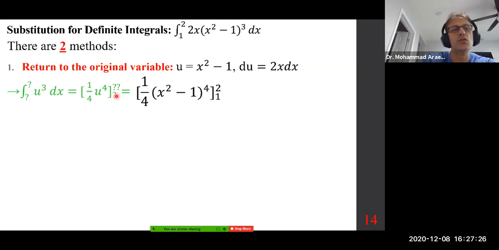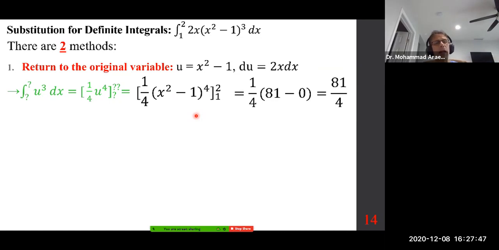You cannot use 1 and 2 for u. You can use it for x. Now, if you plug in 2, I hope you realize it becomes 2 squared, which is 4, minus 1, this is 3. To the power of 4 is 81. If you plug in 1, you get 0, so 81 over 4. And you're done. You can always go back. So return to the original variable. Okay, so we had seen this, now we see it with those limits.